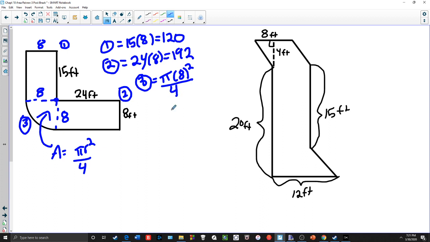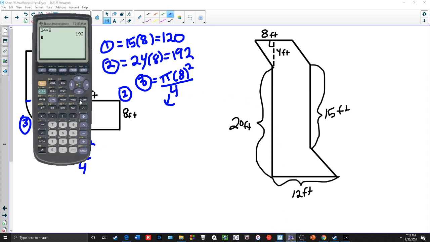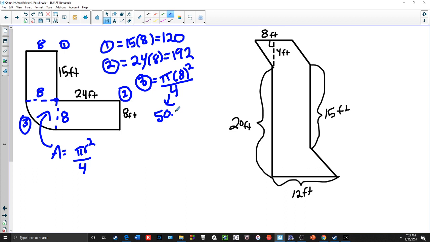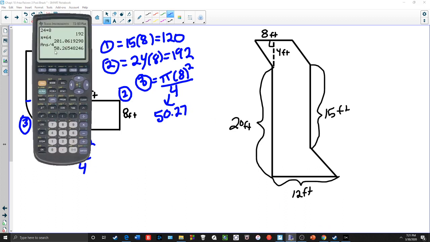I wouldn't do this if it was a full circle. If it was a half circle, I only divide by 2, right? So pi times 8 squared, which is 64. I just know what 8 squared is, so I just put in 64. Then divided by 4, we get 50.27. So now what we're going to do is take this answer and add it to these two numbers over here.